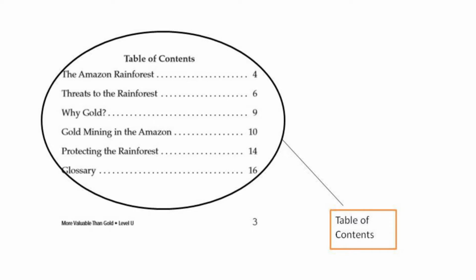Now, how do we use the contents page? Let's find out. So, of course, it's a page that's in the front of the book that tells you where specific information can be found. So, for example, if I wanted to find out more information on gold mining in the Amazon, where would I look? In the contents page, of course.